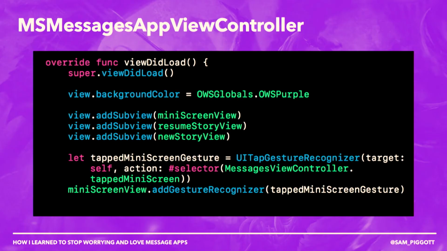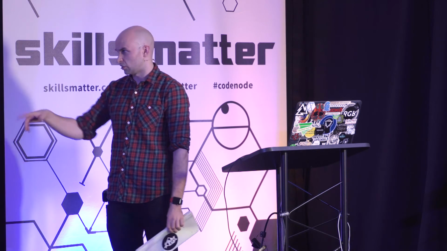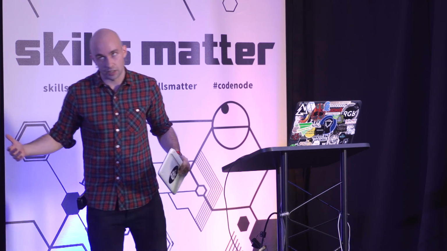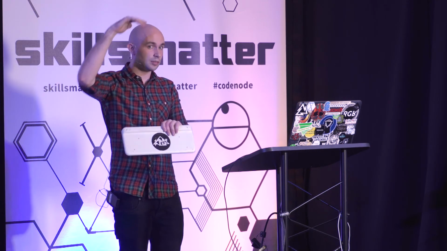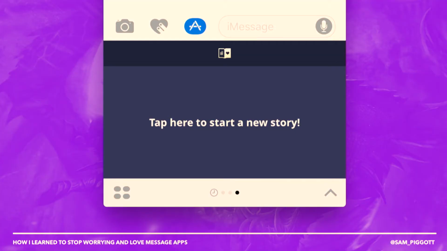Cool. So as you can see, the MSMessagesAppViewController that you get is actually just a subclass of UIViewController, so we can treat it the same way that we would any other UIViewController. All I've done here is change the background color, add a couple of subviews, and add a UITapGestureRecognizer, which takes us to a function for the tapped mini screen gesture. I'm trying to remember what that does. When you tap on that, it will force the extension to go from compact to expanded mode. And that's roughly what we would get.